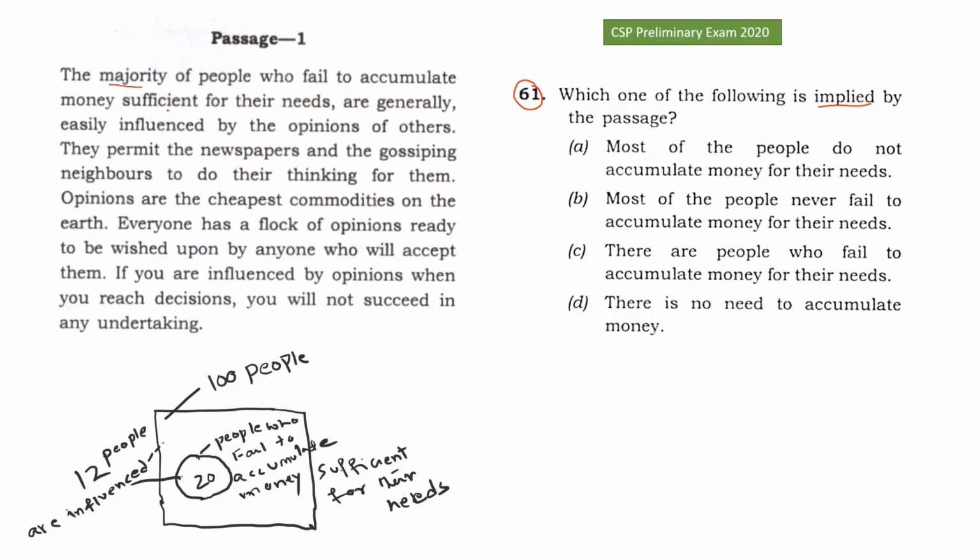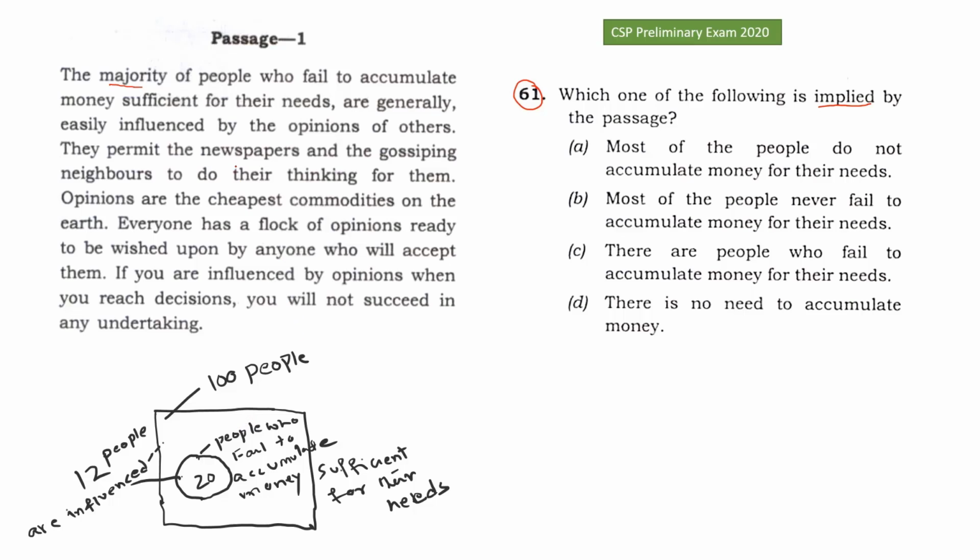Majority, more, most. Okay? These words suggest some numbers. Whenever you have numbers like this, make a diagram. See how I have made a diagram here. Let me explain this sentence with the help of this diagram. Do follow this approach. You will easily understand the gist, the summary of the passage.